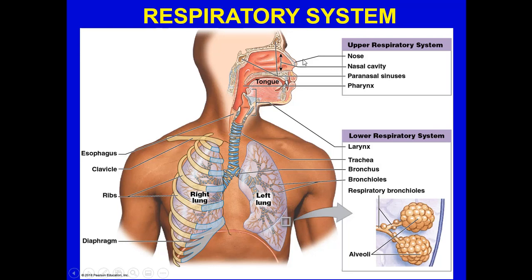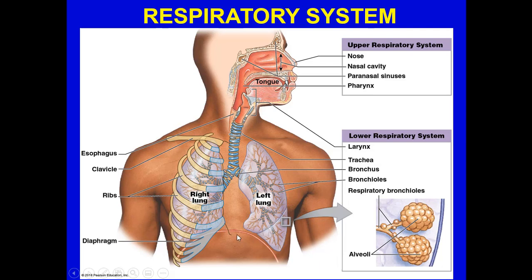And here you can see the upper respiratory system. So, pharynx, the paranasal sinuses, the nasal cavity here, and of course, the nose. Now, the lower respiratory system consists of the larynx, okay? We have the trachea, we have the bronchus, and eventually we get into the very fine areas of the bronchioles, and then eventually the respiratory bronchioles here, and the alveoli.